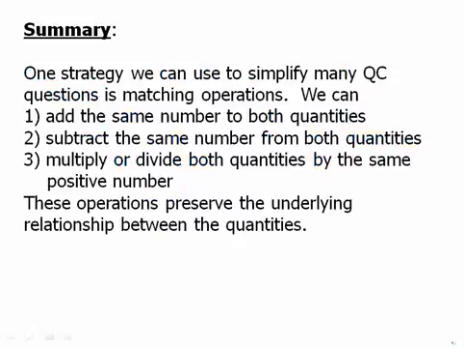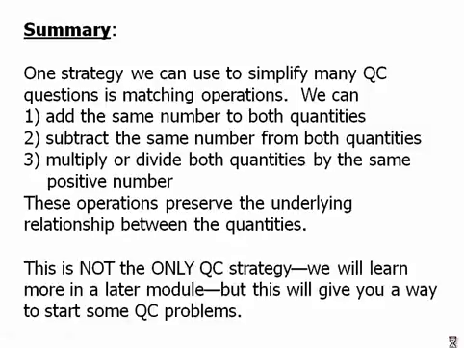In summary, one strategy we can use to simplify many quantitative comparison questions is matching operations. So the 3 things that we're allowed to do: we can add the same number, any number, to both quantities. We can subtract the same number, any number, from both quantities. And incidentally, because it's any number, we could also add or subtract any variable. That's also perfectly fine. Or we could multiply or divide both quantities by the same positive number.